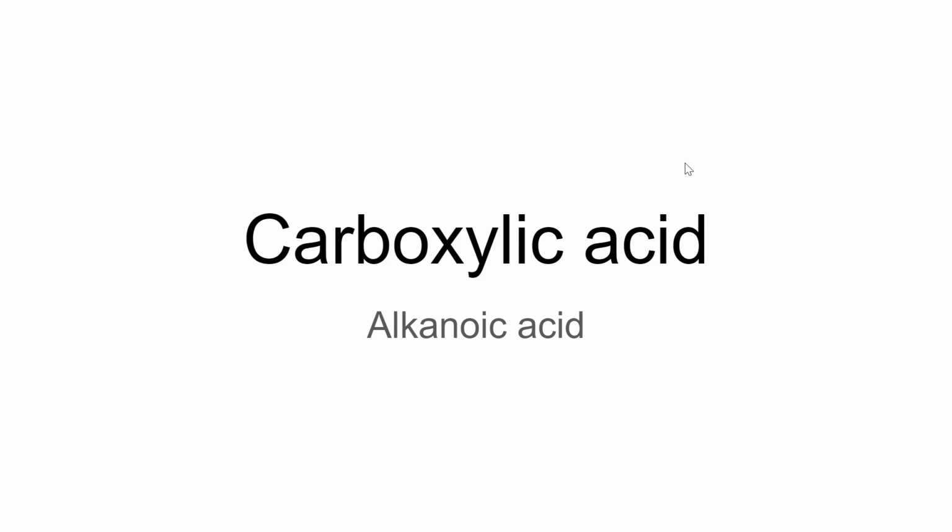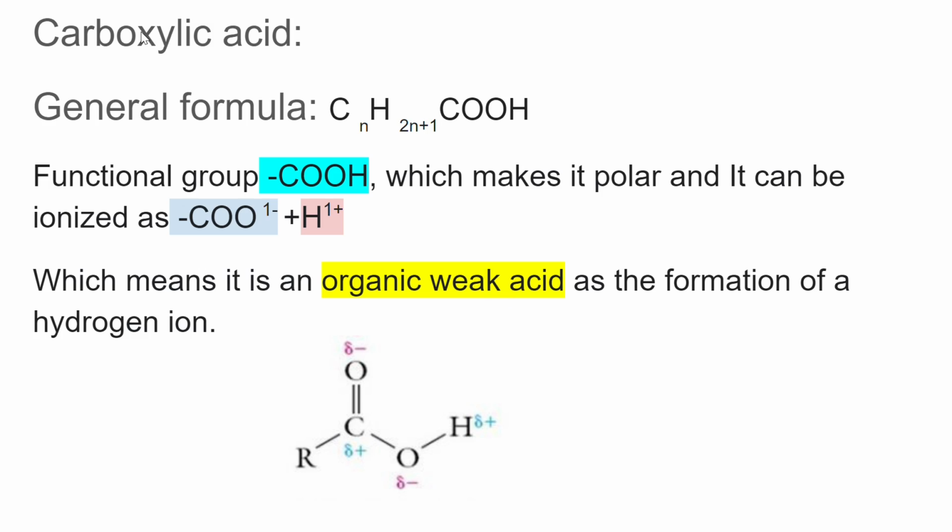Today we're going to be looking through carboxylic acids, which are also known as alkanoic acids. Carboxylic acids have a general formula of CnH2n+1COOH. The functional group is the COOH, which makes it polar, and it can be ionized as COO- and H+, which makes it an organic weak acid due to the formation of a hydrogen ion.